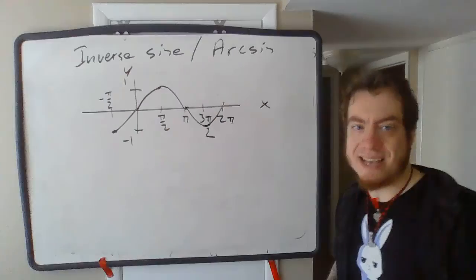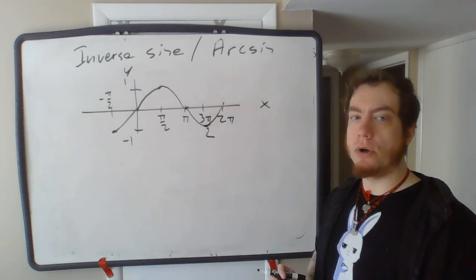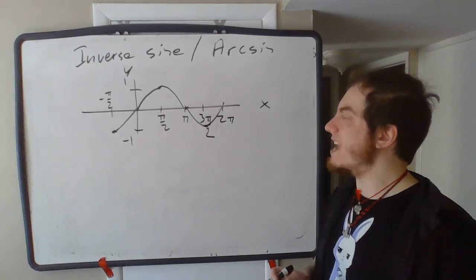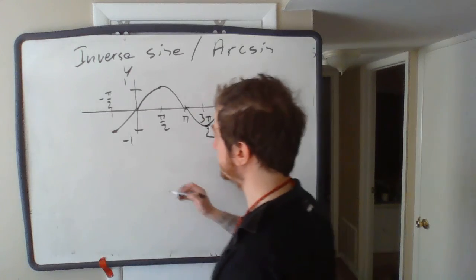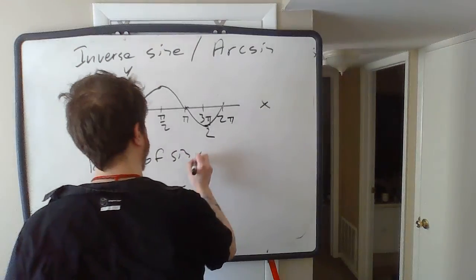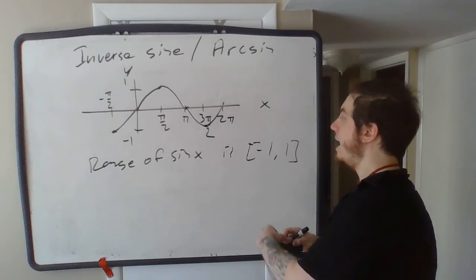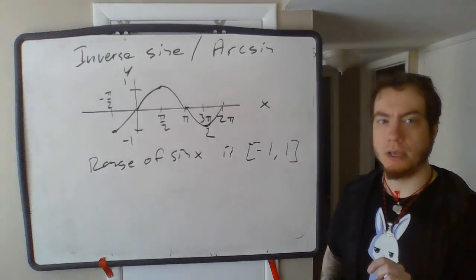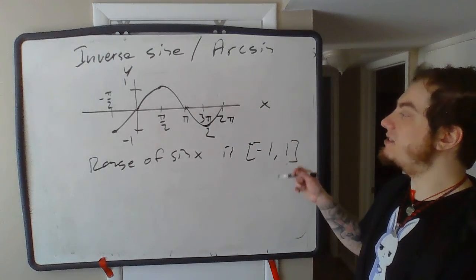Now, what I would like to do is pick my domain to be as large as it can be and also to cover all of the possible values in the range of the sine function. Now, remember, the range of the sine function is going to be from -1 to 1. And I want to make sure that I pick a domain that hits that entire range. But I also want to make sure that on that domain, it never repeats its values.